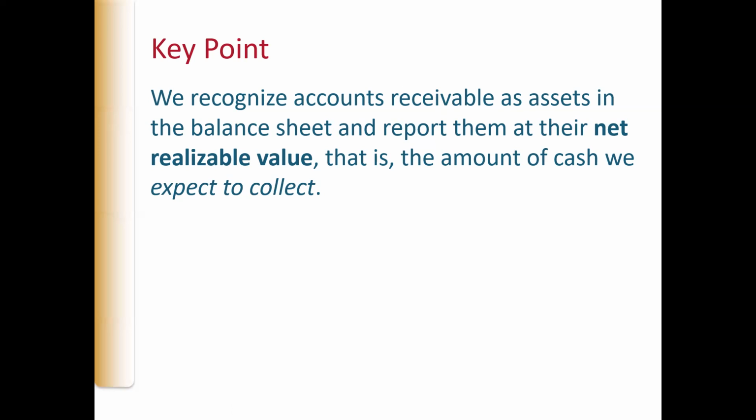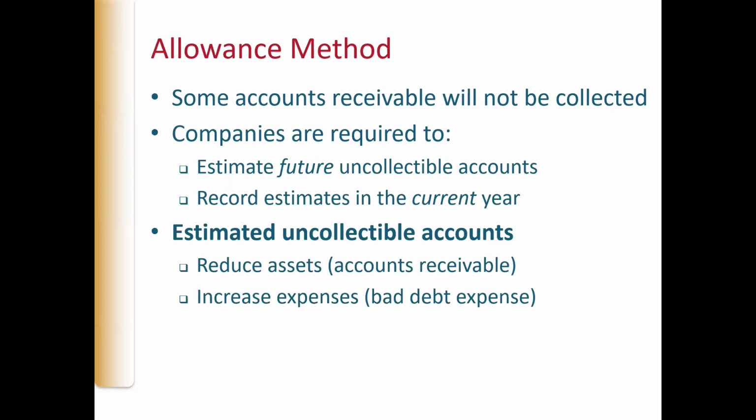We know we should collect the full amount, but it's never going to happen. People do not pay their bills. So we are not allowed to overstate our assets. If anything, we need to have a conservative approach on our revenues and our assets. Therefore, we are going to create an allowance. Some receivables are just not going to be collected. So companies are required to estimate future uncollectible accounts and record these estimates in the current year.